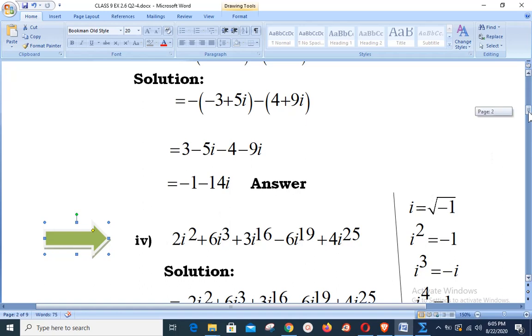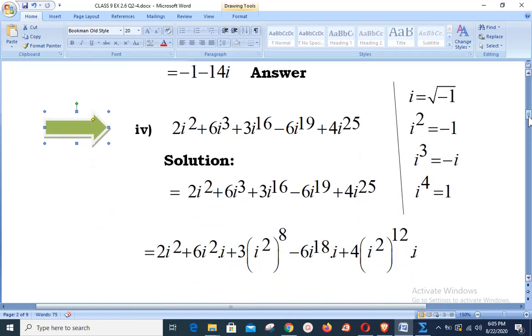Viewers, our next part is part number 4. The value is 2 iota square plus 6 iota cube plus 3 iota power 16 minus 6 iota power 19 plus 4 iota power 25.